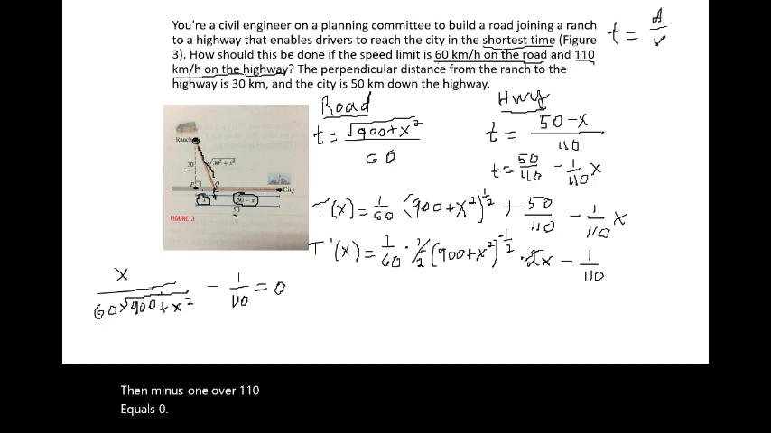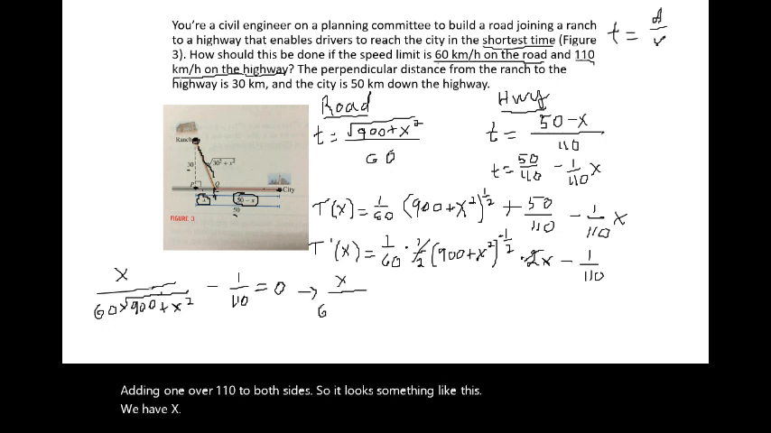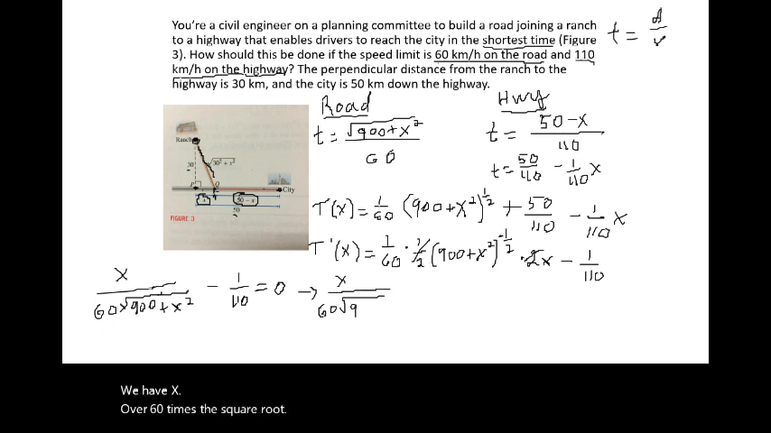And I will give you the suggestion of adding 1 over 110 to both sides. So it'll look something like this. We have x over 60 times the square root of 900 plus x squared equals 1 over 110.